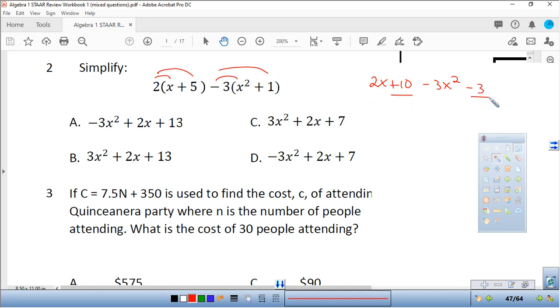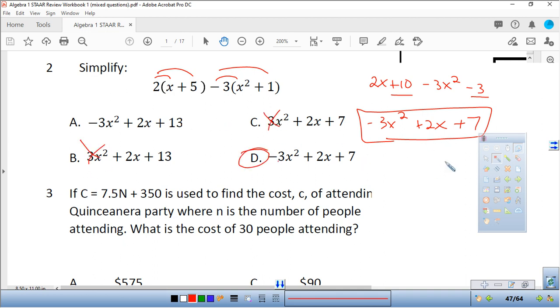This one and this one will go together. This one goes first: negative 3x squared, plus 2x, and then these two give you a plus 7. There's your answer. Look for that one: negative 3x squared plus 2x plus 7, right there. Going once, going twice. Not too bad.